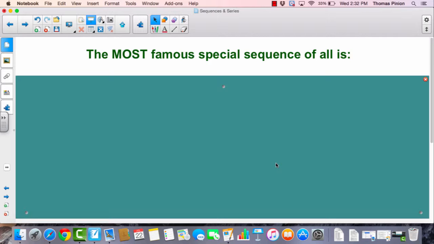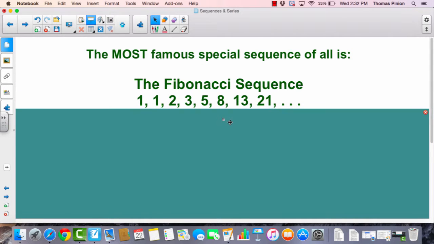And now for the most famous special sequence of all, drumroll please, the Fibonacci sequence. We have 1, 1, 2, 3, 5, 8, 13, and 21. Now you may be asking yourself, what kind of pattern is shown there? Take a moment to pause the video and just see if you can determine what the pattern is. Now, hopefully you figured it out, but if you haven't, let's look.